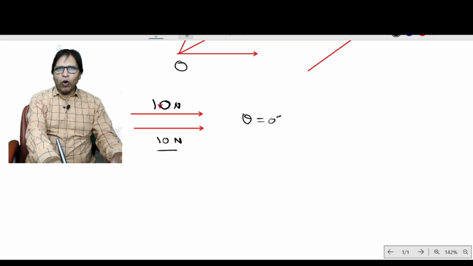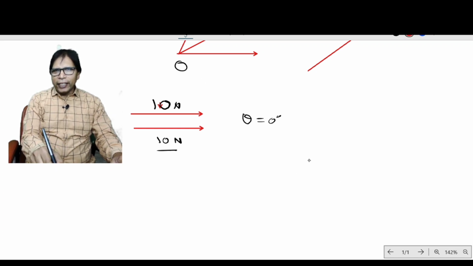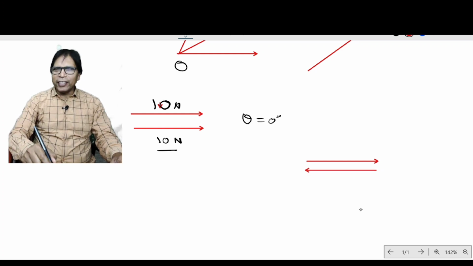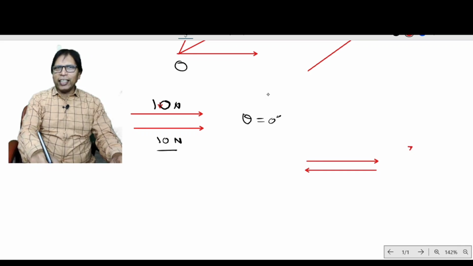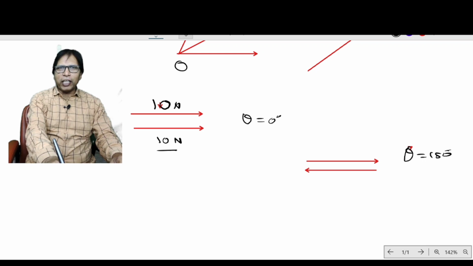Understood? Now opposite vector. Vectors having the same magnitude but directed in opposite directions. Look at this. These, in opposite directions, are called opposite vectors to each other. The angle between two opposite vectors is 180 degrees.